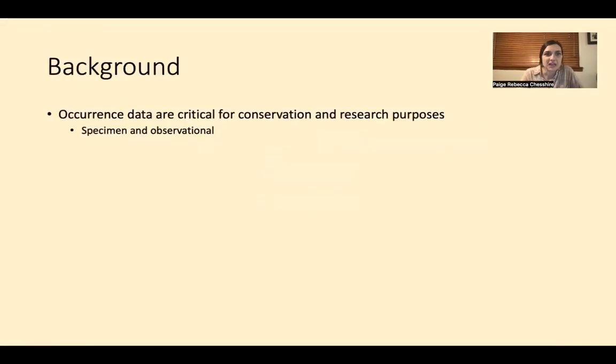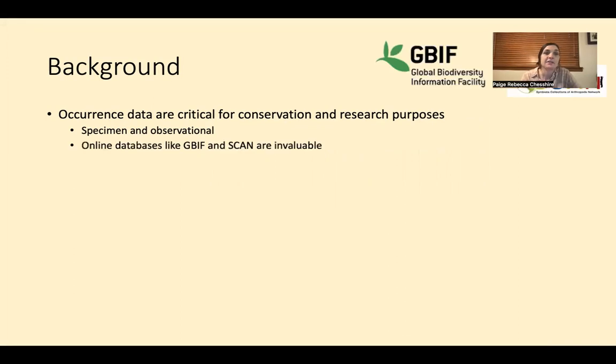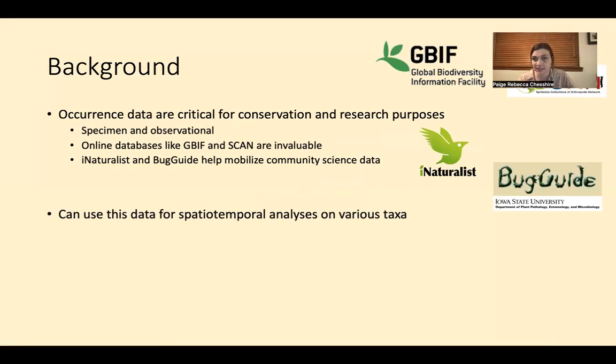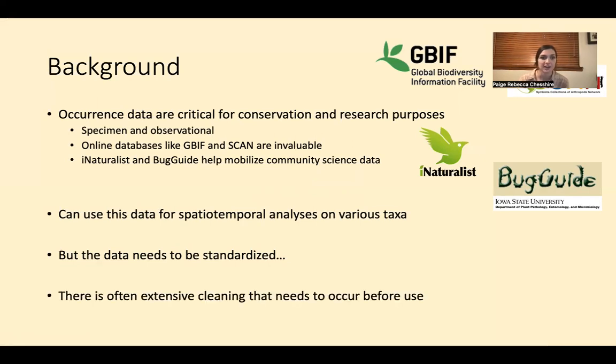We all know that occurrence data are critical for conservation and research purposes. This includes specimen and observational records. Online databases like GBIF and SCAN are invaluable, and other platforms like iNaturalist and Bug Guide help mobilize community science data. These occurrence records can be used for spatiotemporal analyses on various scales, but the data does need to be standardized, especially the scientific name columns. And so there's often extensive cleaning that does need to occur before analyses.